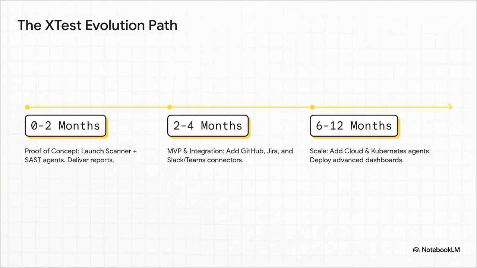So, what does that roadmap actually look like? Well, in the first 2 months, you get those scanner and SAST agents out the door and into the hands of a few pilot clients. Bam. Months 2 to 4, you're all about integration. You connect to the tools they already use: GitHub, Jira, Slack, make it seamless. And then from month 6 onward, you scale. You start adding the more complex agents for cloud and Kubernetes. You build out dashboards. And all of this happens without having to go back and re-architect everything from scratch.